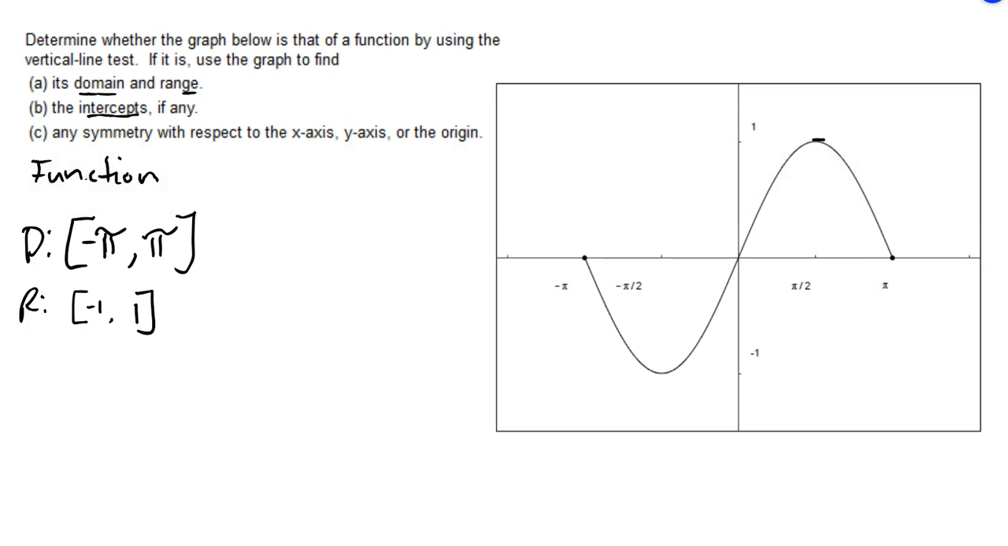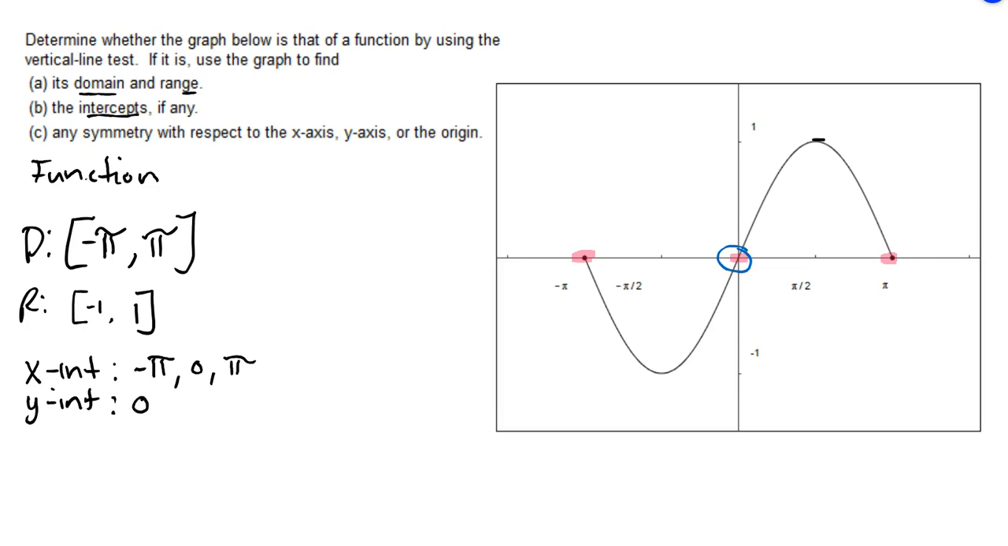Next, I'll look for the intercepts. X-intercepts are where my graph crosses or touches the x-axis. So right here is an x-intercept, and here, and here. So my x-intercepts are at negative pi, 0, and pi. Y-intercepts are where the graph crosses or touches the y-axis. So that would be right here at 0.